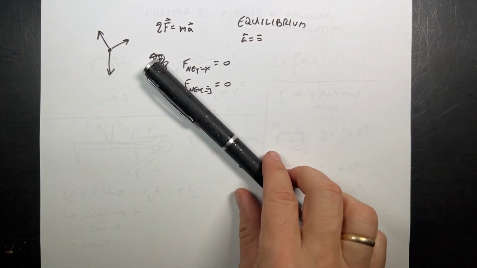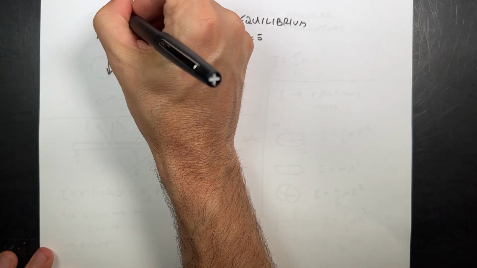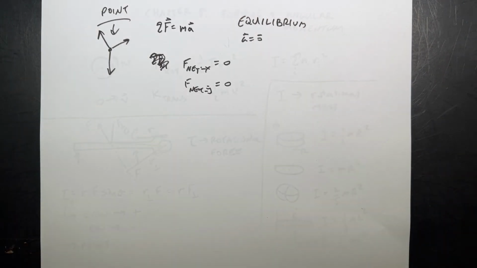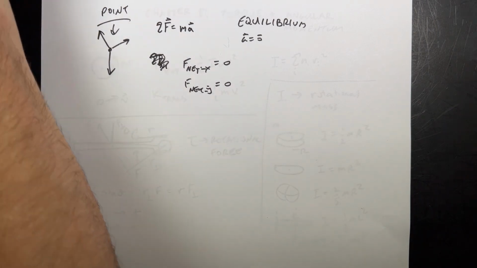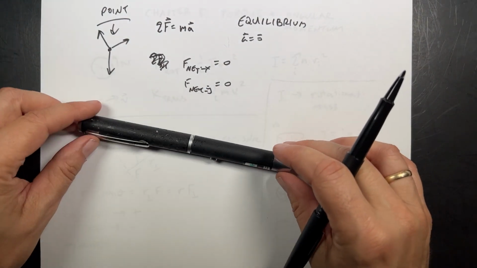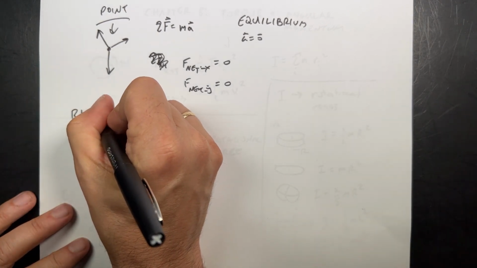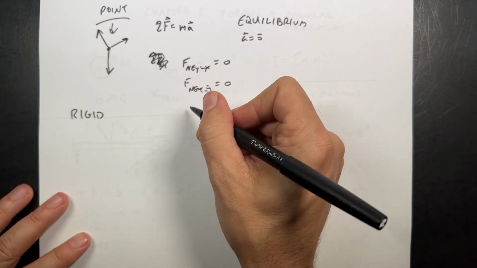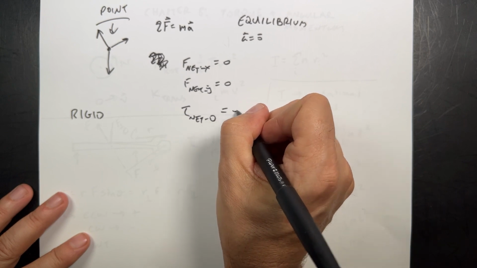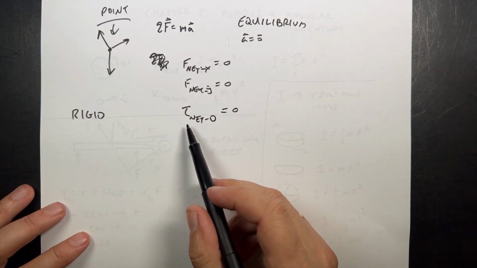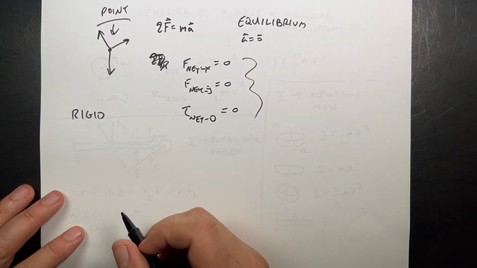It doesn't stay rotationally in equilibrium. So this is a point particle here, a point mass, but real objects are not like that. So if we treat a real object, although we will call this a rigid object because its shape doesn't change, for rigid objects, then we have another condition of torque. Torque net about O is 0. And so this means that the sum of the torques about some point has to add up to 0. So we have an extra condition of equilibrium.